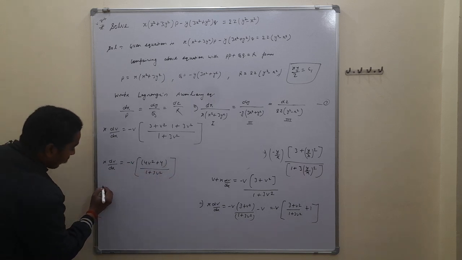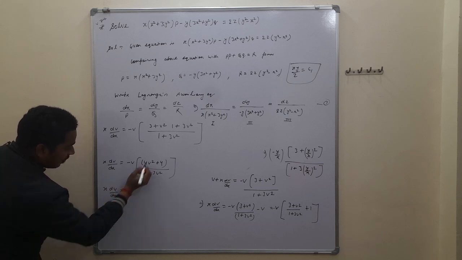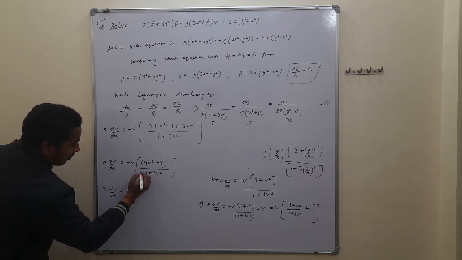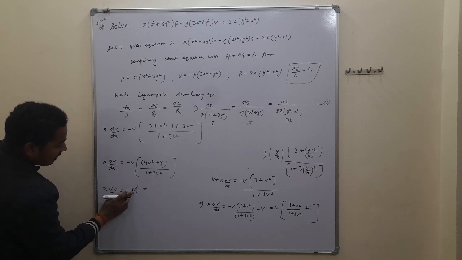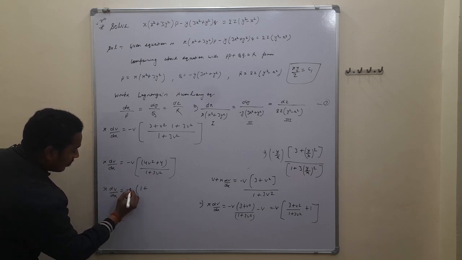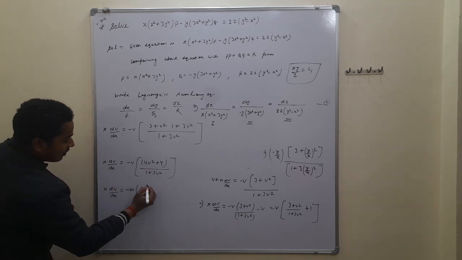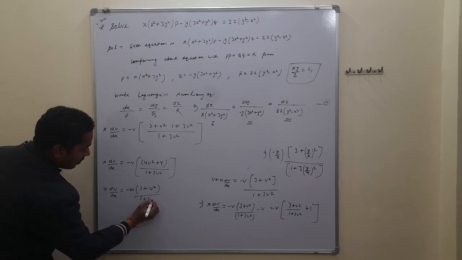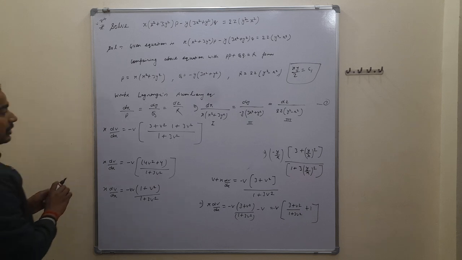Taking 4 common from the numerator, this gives x dv upon dx is equal to minus 4v (1 plus v²) upon (1 plus 3v²), and further we have to arrange the differential equation.